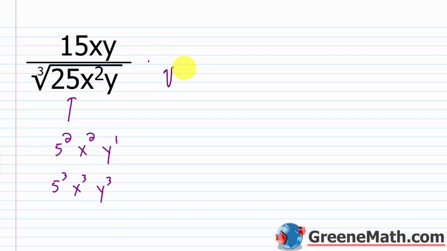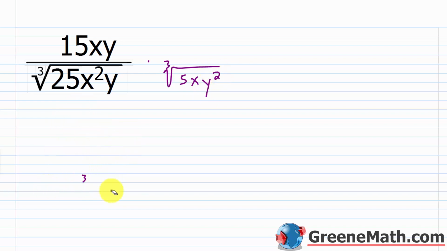So I'm going to have the cube root of 5. And then what am I missing to get to x cubed? I need an x. What am I missing to get to y cubed? I need a y squared. Okay? So everything under there would basically be a perfect cube after it's multiplied. So if I go through here, and I'll deal with the numerator in a second. If I go through here and multiply, 25 times 5 is 125.